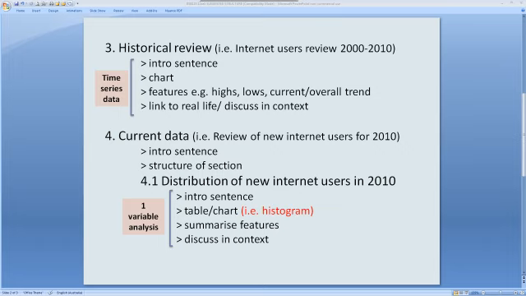A good concluding sentence for this subsection is to have a lead-in to the next subsection. For example, something like, in the next section of the report, factors which may influence the levels, such as region and economic conditions, will be examined.